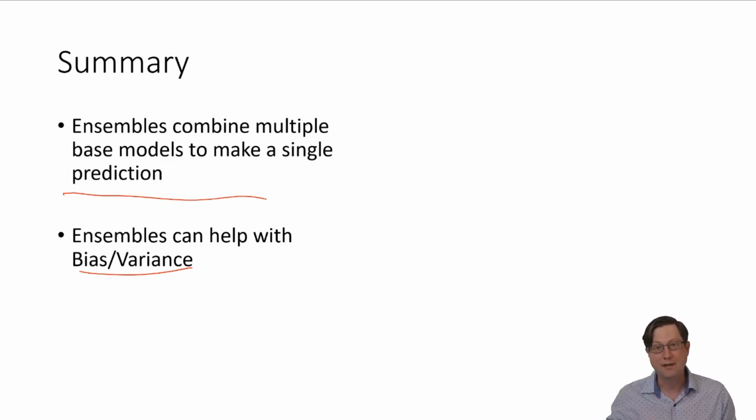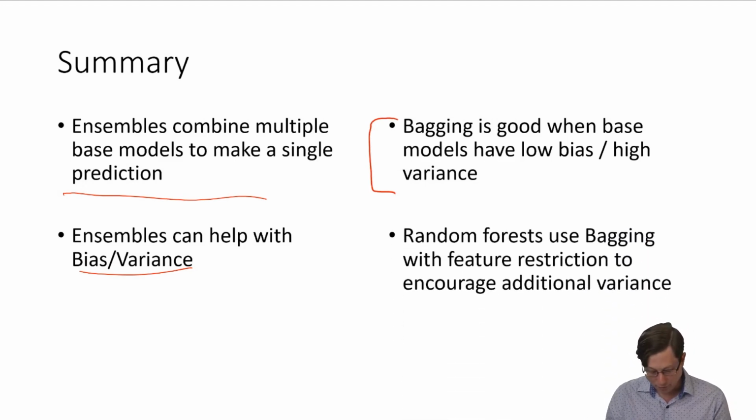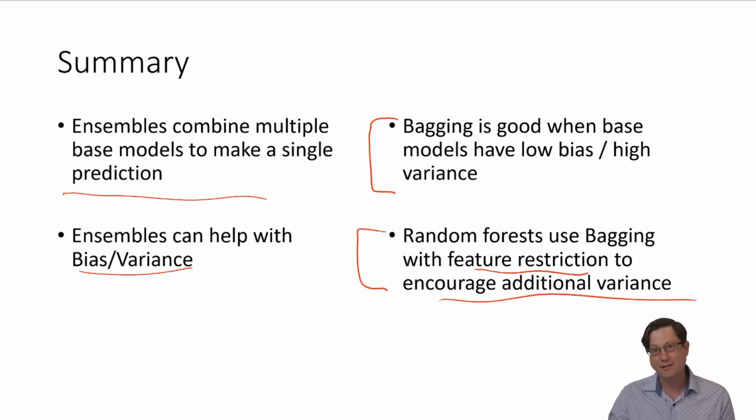We'll see that in the next Ensembles lecture. Bagging is good to use when the base models have low bias, high variance. And what else did I say here? Random forest with bagging, use feature restrictions to encourage additional variance. And for a period of 2 or 3 years, among many types of problems, particularly computer vision, random forests were a really awesome approach to use.